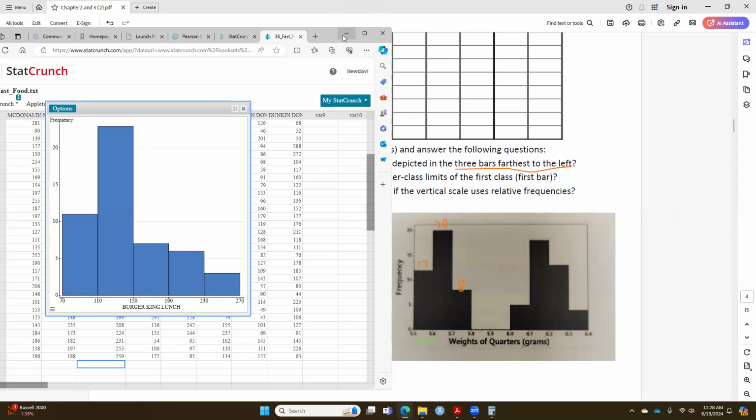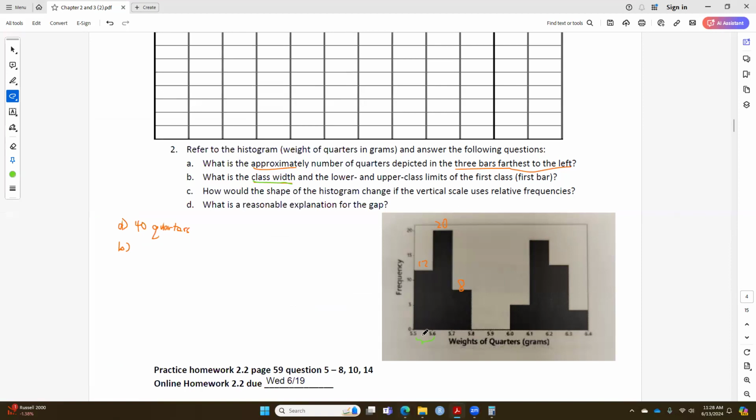So how do you figure out the class width in this case? You just find the difference between these two numbers. So 5.6 minus 5.5. That means your class width in this case is 0.1. Now make sure you know the units. It's not quarters. The unit here is grams. So this is your class width.